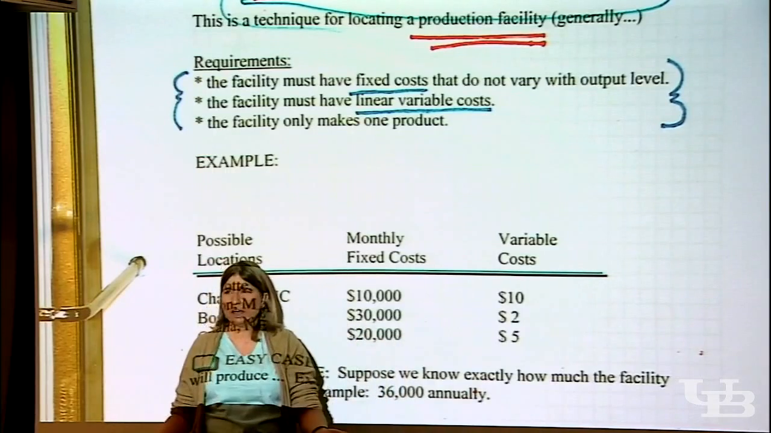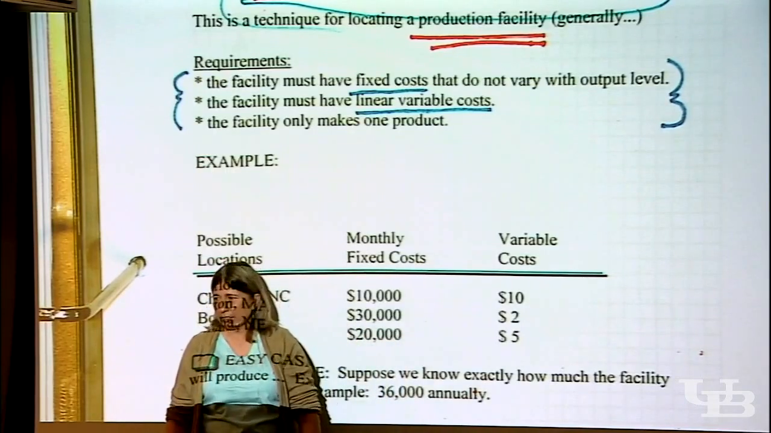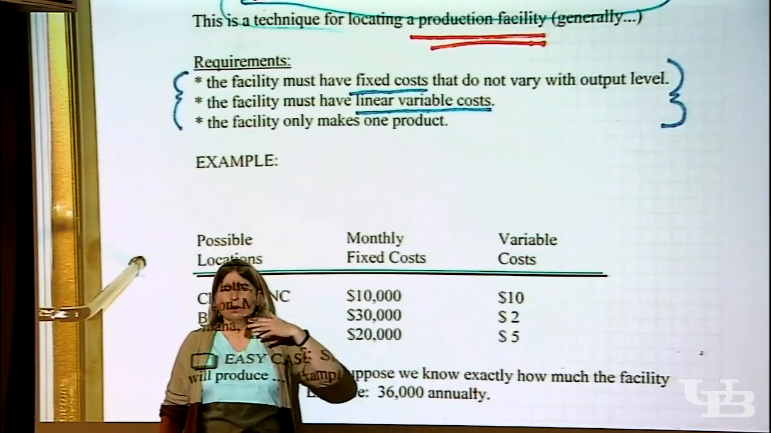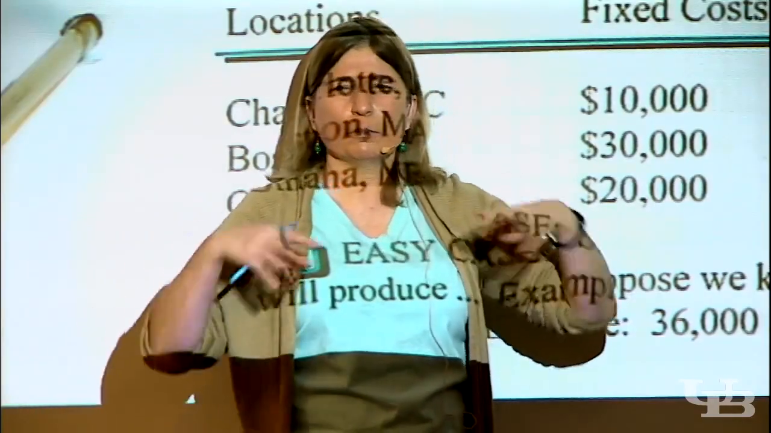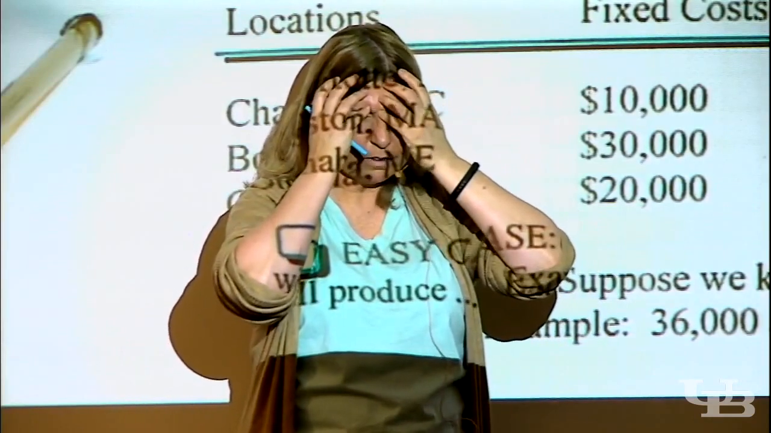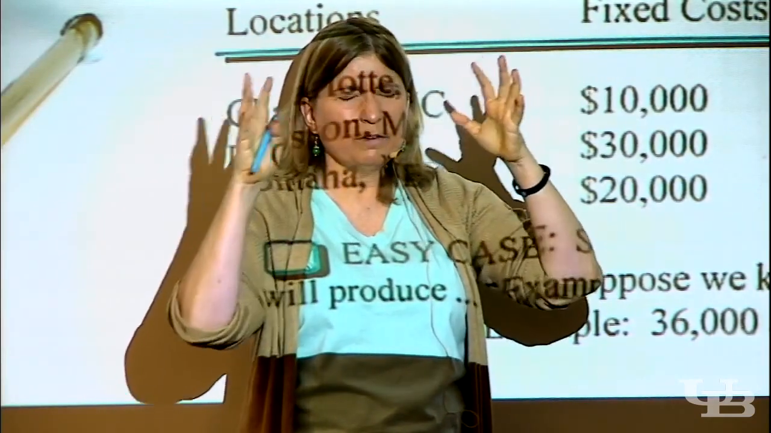Oh, man, we've talked about that before. You've had that in a ton of classes. Oh, okay, so most of what makes one location different from another, most of what makes my strategizing difficult is my fixed and my variable costs.